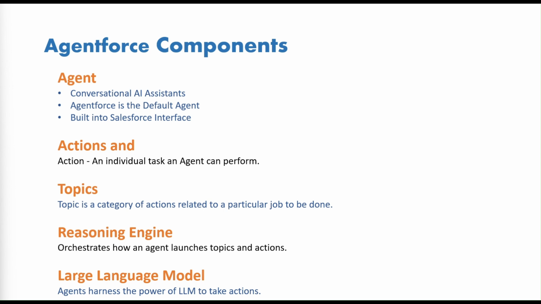Every action in an agent is assigned to a topic. A topic is a category of actions related to a particular job to be done. When a user enters a question or request, the agent selects a relevant topic and then launches one or more actions included within that topic. This keeps your agent focused on the actions and data that are most relevant to the current conversation.